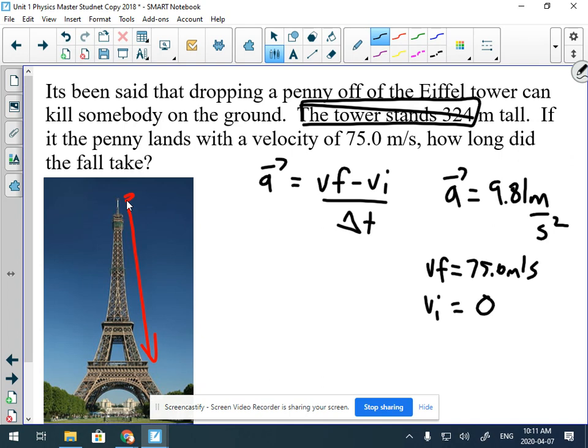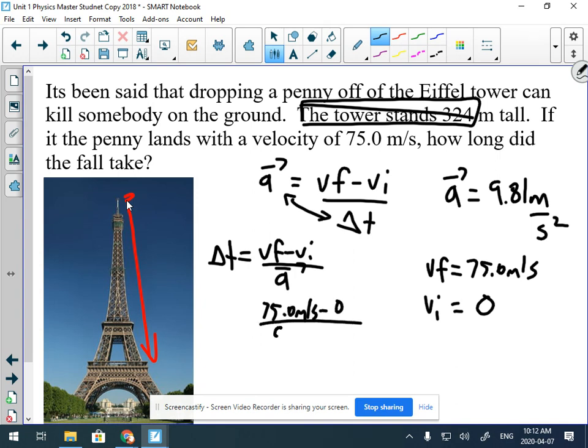How long is time? And if you remember from yesterday's lesson, we can do a little switch-de-switch to change the acceleration and the time around. So time is equal to VF minus VI over acceleration. So if we put our numbers in there, 75 meters per second, subtract 0 over 9.81 meters per second squared, we can now solve for how long it takes the penny to fall. So 75 divided by 9.81 gives me about 7.6 seconds. We'll go to 3 digits, 7.65 seconds.